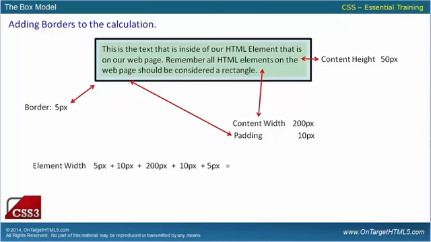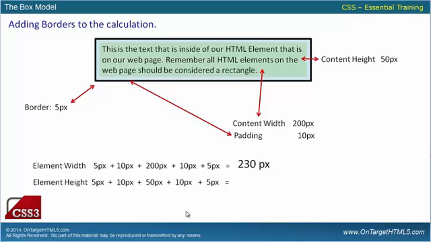So now when we calculate the element width, we actually have 5 pixels for the border on the left, 10 pixels for the padding on the left, 200 pixels for the content width, 10 pixels for the padding on the right, 5 pixels for the border on the right, and that's going to give us a total of 230 pixels. So now the content element that was 200 pixels wide because of our padding and border is now 230 pixels wide. And the same thing is going to occur with the height.